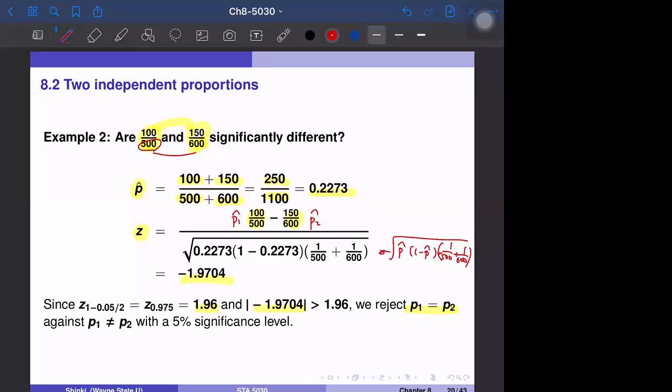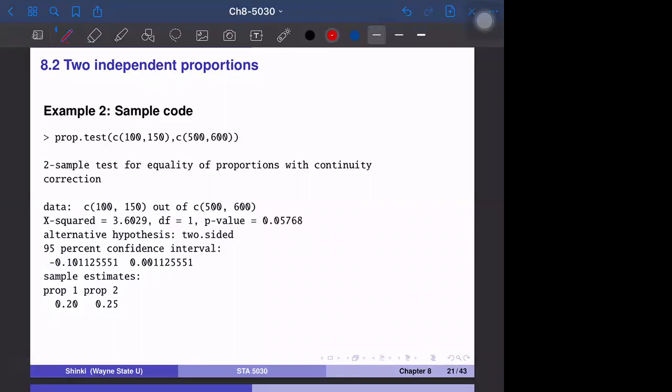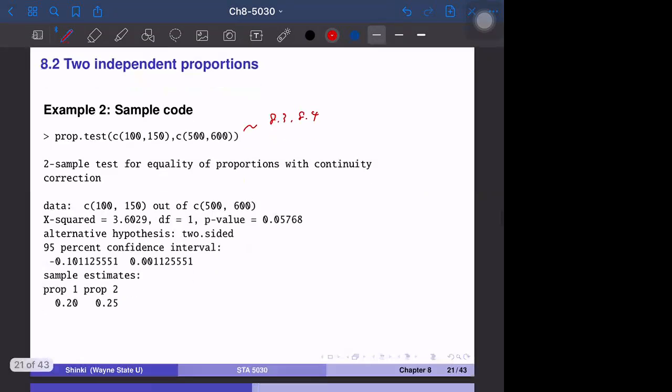And here is the example. Actually, R implements a slightly different and more accurate test. This is actually the test from sections 8.3 and 8.4. But basically, we can use this as an approximation of the test we discussed in this video. So the format is 100 over 500 and 150 over 600. And then we can test with this prop.test function.